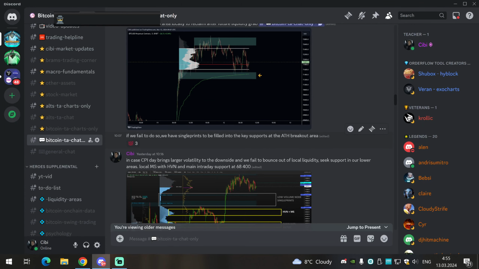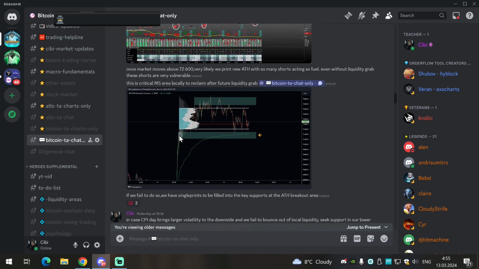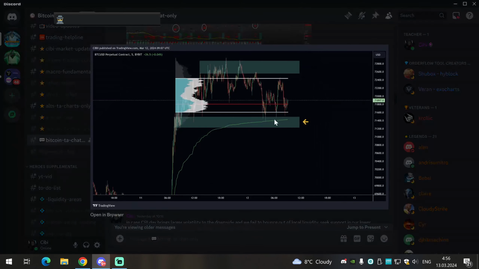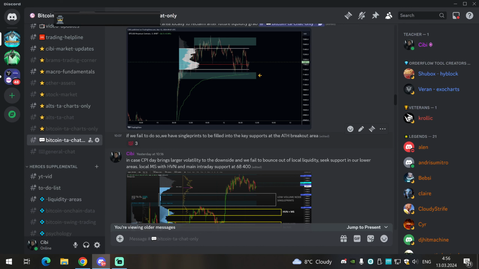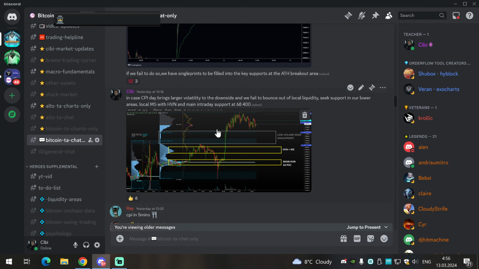Now I'm already telling traders another big step from the context. If we fail to reclaim back into this range, we have fingerprints to be filled into the key support at the all-time high breakout area. This is the critical day trader post and planning one. In case CPI brings large volatility to the downside and we fail to bounce out of local liquidity, seek support in our lower areas. Local market structure with high volume node and main intraday support at 68,400.